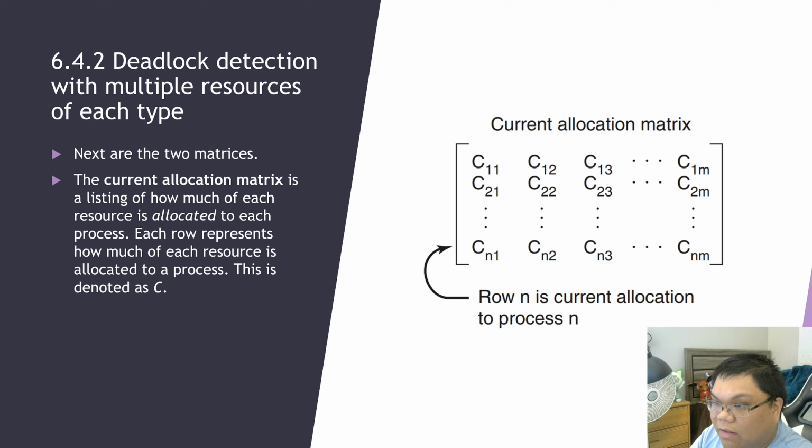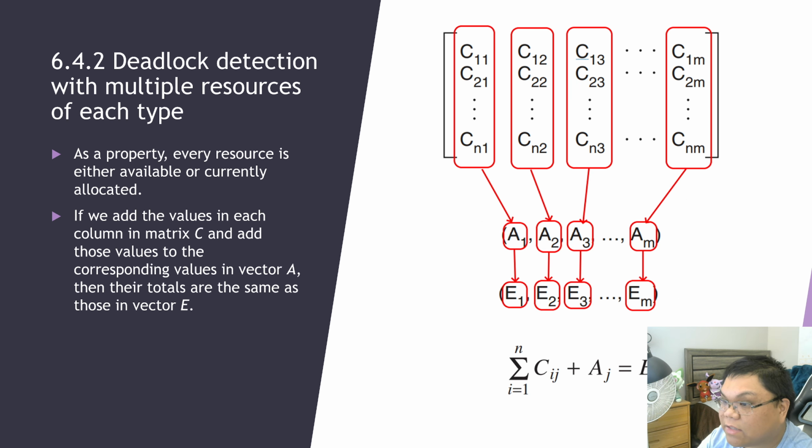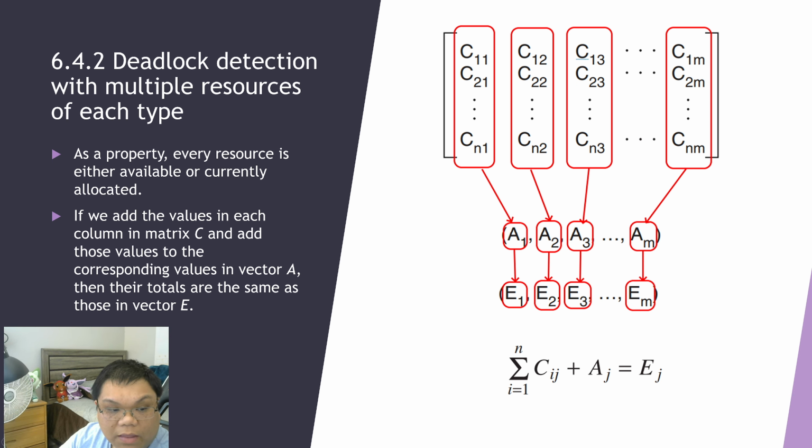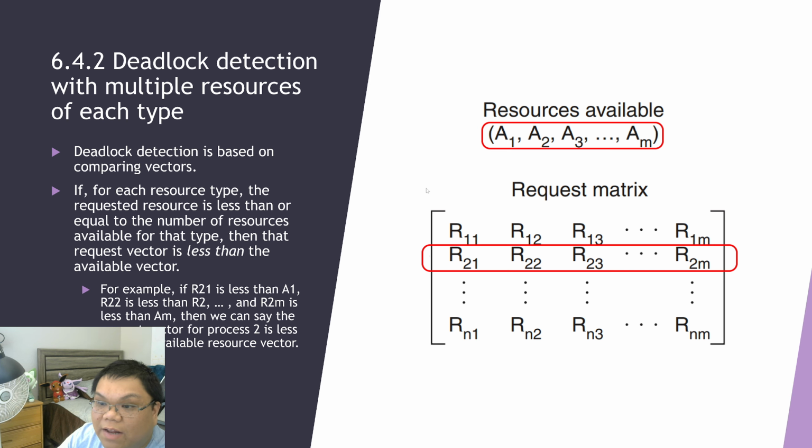This is the amount of resources allocated to each process. Each row is how much of each resource has been allocated to a process. That's C. R is how much of each resource each process still needs. So each row is a listing of how much of each resource that process still needs. And then there's a property where if we add up the columns of C and add them to the corresponding values of A, we get E. So that's a property to know.